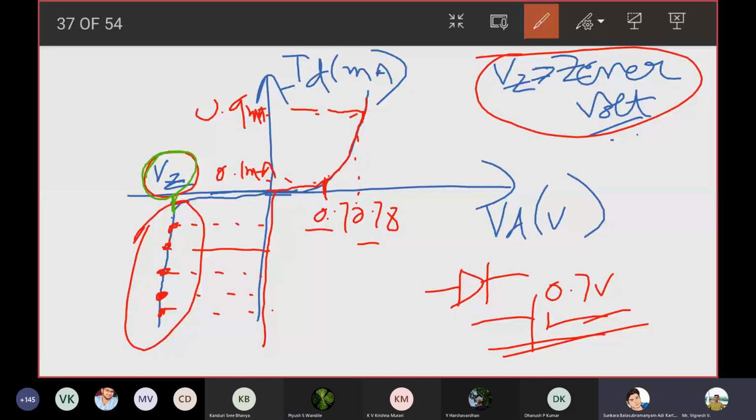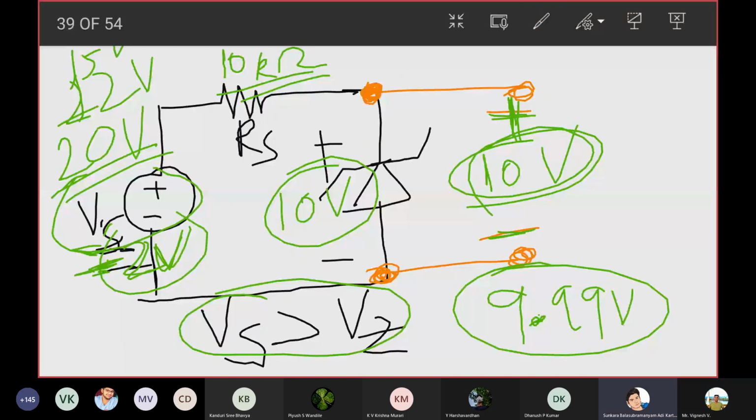Excuse me, sir. Yes. Sir, you told that if Vs is less than Vz, then Vs will be the output, and if Vs is greater than Vz, then Vz will be the output, no, sir? Right. If you give a very large value to Vs, like 100,000, then also the output is 10 on the Zener diode? See, I am talking about the ideal case.